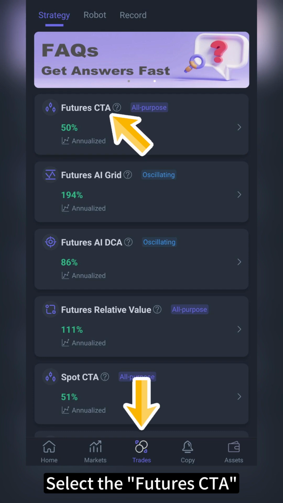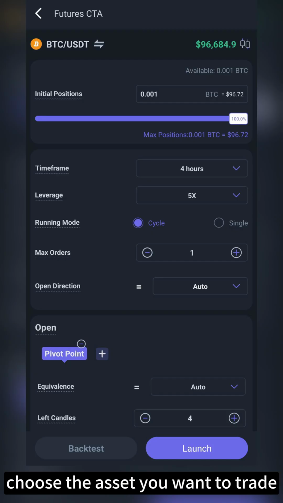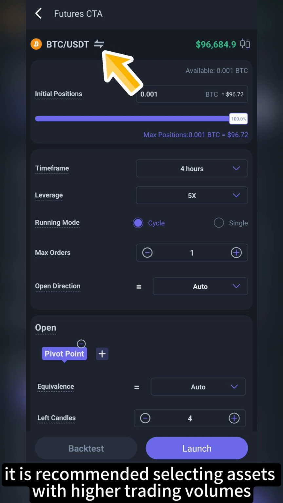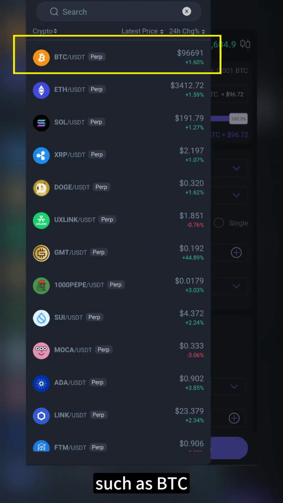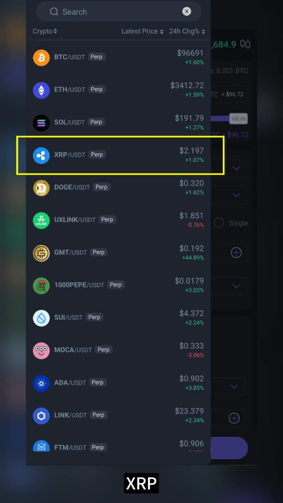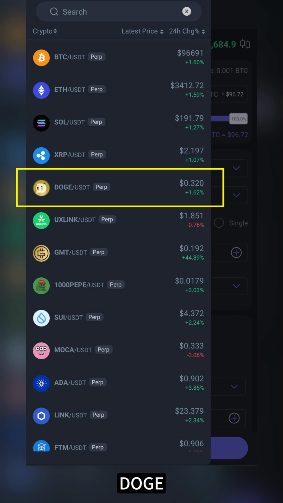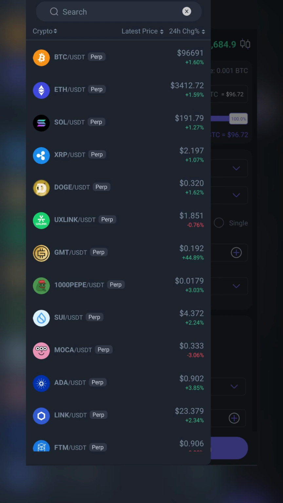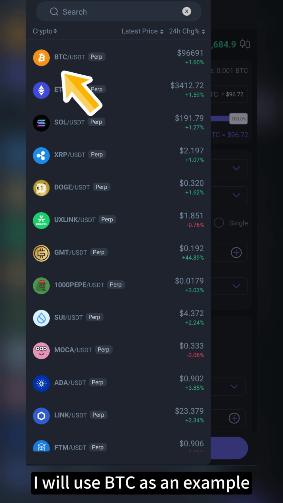First, open the OT rating app and go to the Trades page. Select the Futures CTA. Next, choose the asset you want to trade. For beginners, it is recommended to select assets with higher trading volumes, such as BTC, ETH, XRP, DOGE, SHIB, PEPE, SOL, and so on. Today, I will use BTC as an example.